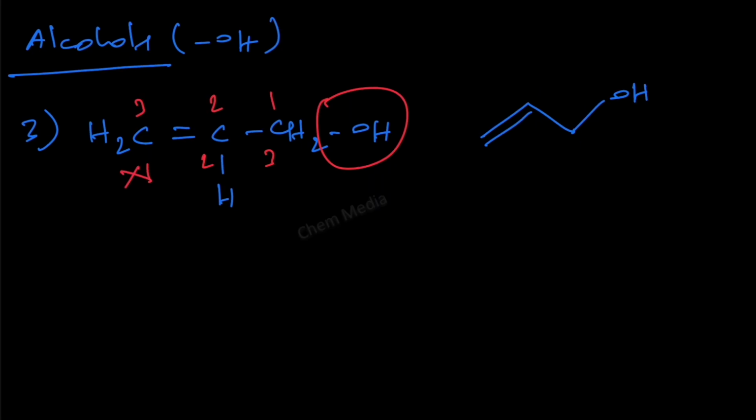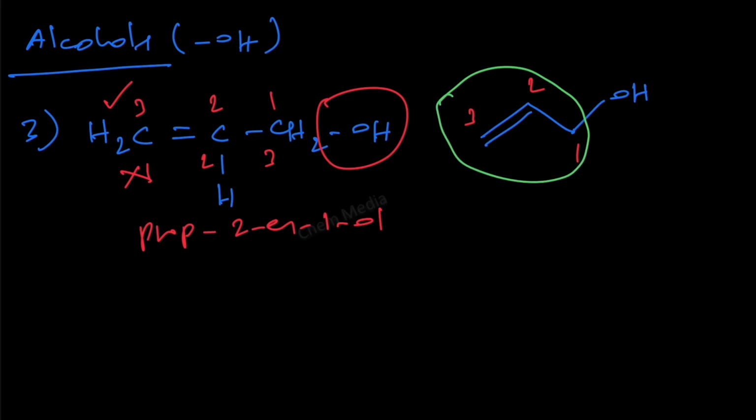So therefore, this way of numbering is wrong. This way of numbering is correct. And the IUPAC name is prop-2-en-1-ol. That is the correct IUPAC name. And this group is called the allyl group. So therefore, the common name is allyl alcohol.